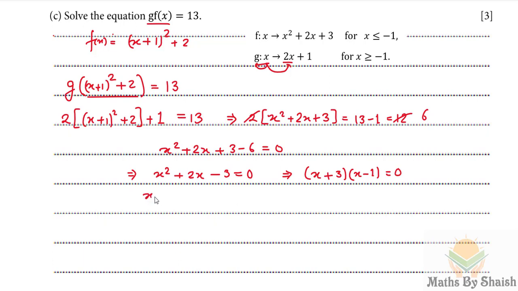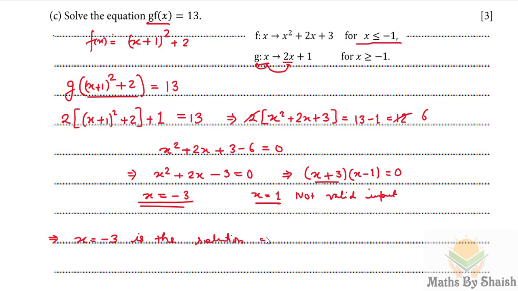So the roots are: from x plus 3 equals 0, x equals minus 3, and from the other, x equals 1. So we have two values of x, but for the composite function gf of x, the input should be from the domain of f, and here the domain of f is x less than or equal to minus 1, and hence x equals 1 is not possible. We'll write not valid input, and hence x equals minus 3 is the solution. So this implies x equals minus 3 is the solution of gf of x equals 13.